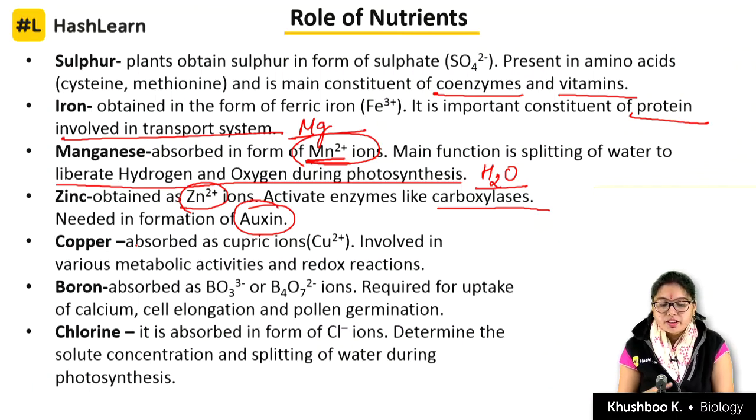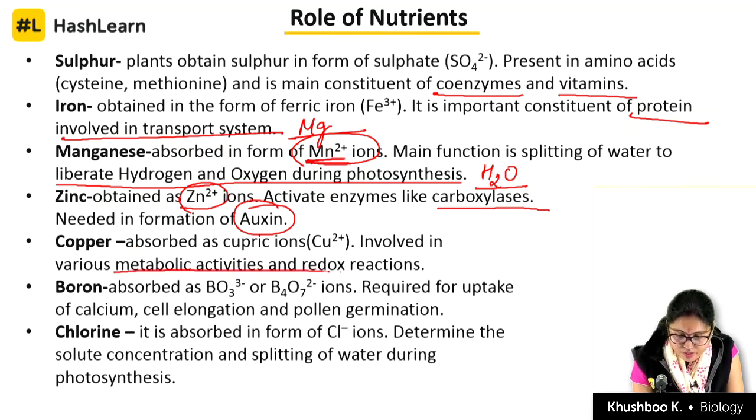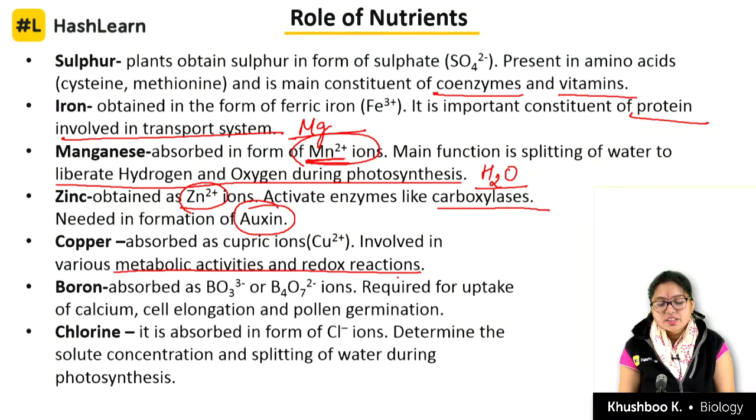Then next is copper. It is absorbed in the form of cupric ions, that is Cu2+, and it is involved in various metabolic activities and redox reactions. So copper is important for metabolic reactions.